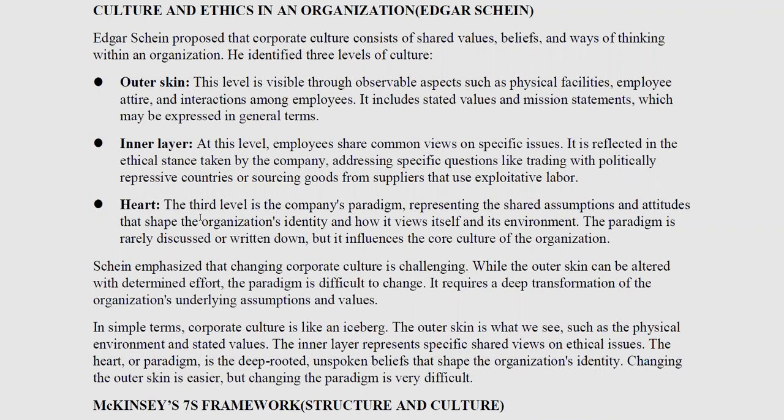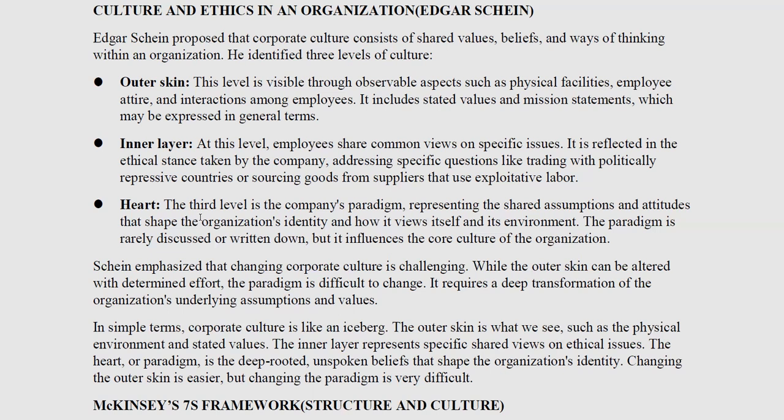So the outer skin is the part that we can see, the observable element. We looked at observable behavior. Okay, that's the outer skin. So the physical facilities, employee attire, interactions, the symbols, and the organizational structure, those things we can see. It includes stated values and mission statement, which can be expressed in general terms. The inner layer, at this level, employees share common views on specific issues. So it is reflected in the ethical stance taken by the company by addressing specific questions like trading with politically repressive countries or sourcing goods from suppliers that use exploitative labor. So the inner layer are the things that we cannot see, not so.